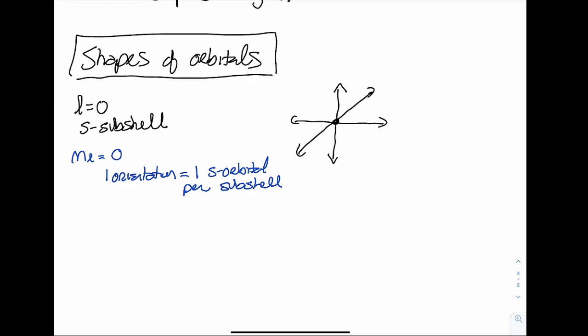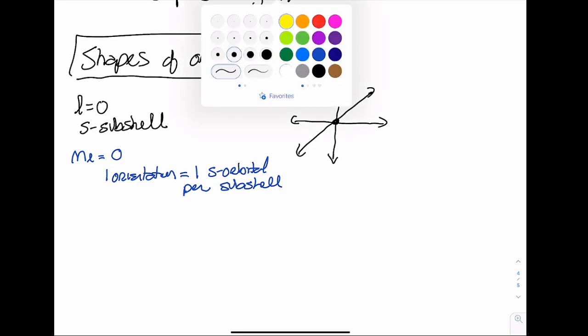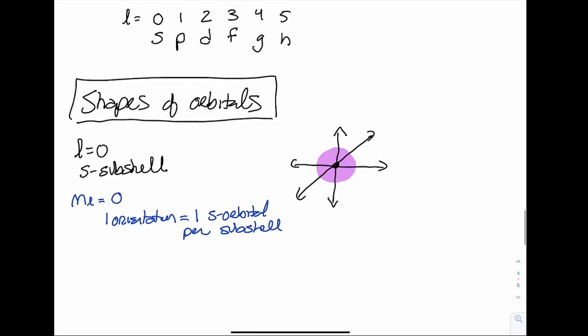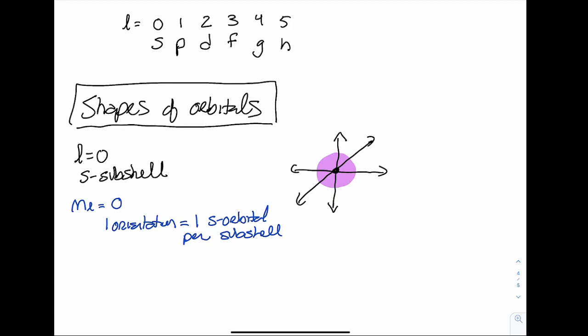I'm going to use my highlighter, it might be easier to draw it. And they're just centered around the nucleus. So they look like a big ball, not a circle. A circle would imply flat, but a sphere. So anytime L is equal to 0, that shape is going to be spherical. So these are spherical.